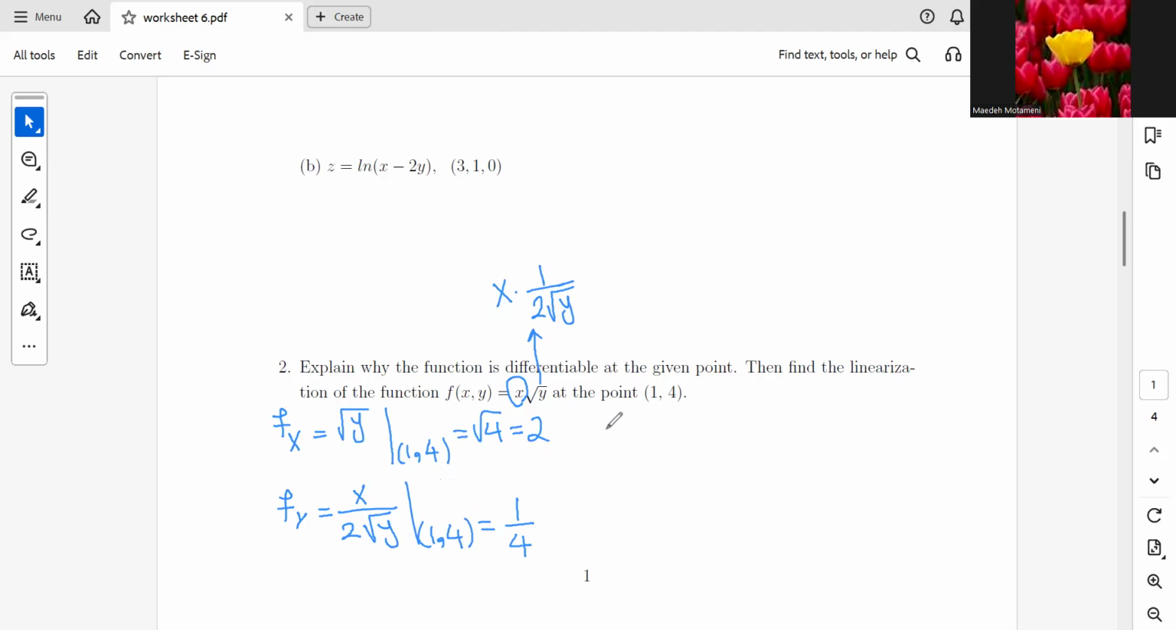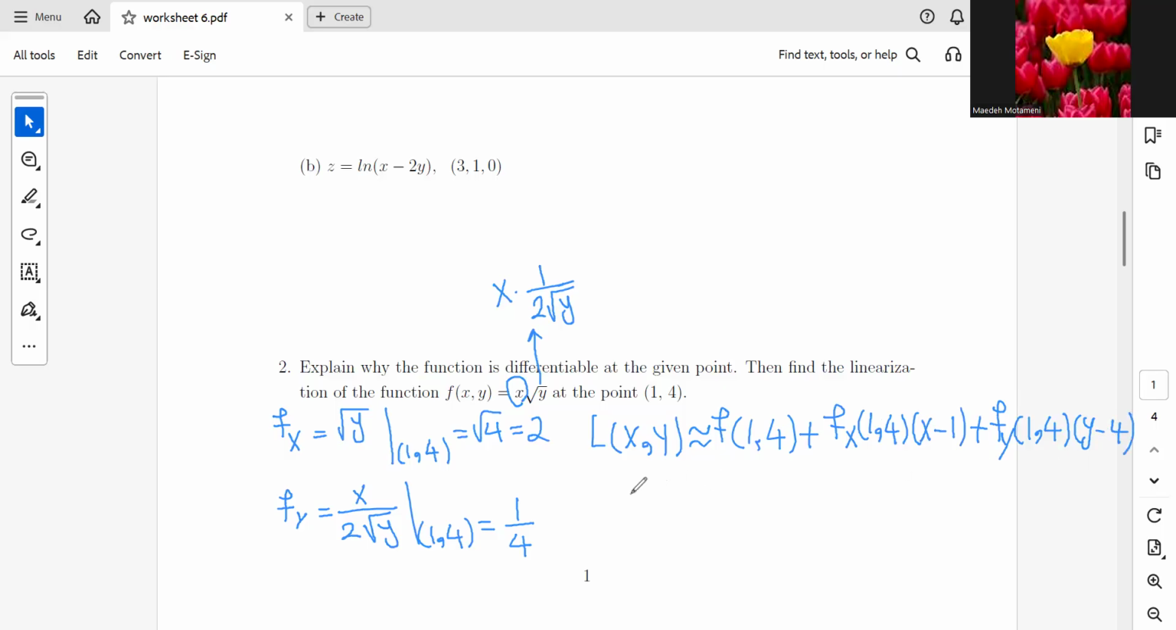Once we know this, we're going to write L, which stands for linearization of x and y, which will be approximately f of the point that is given to us plus the combination of partial derivatives: f_x of the point times x minus x sub 0, which is 1 here, plus the partial derivative with respect to y at the point times y minus y sub 0, which is 4 here.